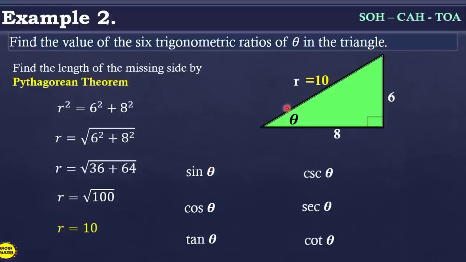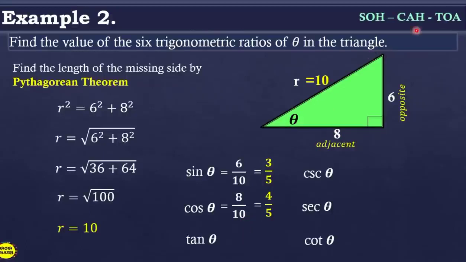So, yung sine natin, opposite over hypotenuse. So, this is your opposite, 6 over hypotenuse. So, that is 6 over 10. Okay, so 6 over 10, get the lowest term, that is 3 over 5. Next, for cosine, we have adjacent over hypotenuse. So, this is your adjacent over hypotenuse. So, that is 8 over 10, get the lowest term, that is 4/5.